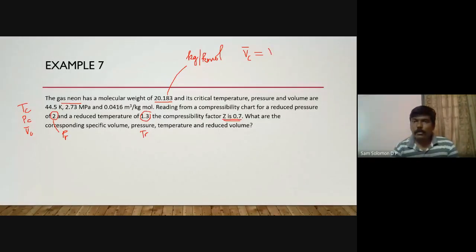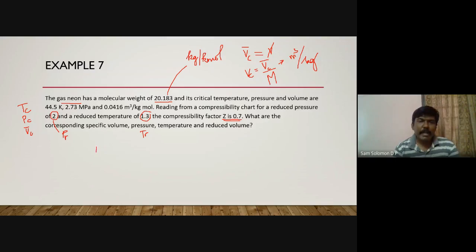So if you need V_C, V_C is equal to V_C bar divided by molecular mass. That will give you the value in meter cube per kilogram. Now you know the value of V_C also. They are asking us to find specific volume, pressure and temperature. They have given you the values of P_R and P_C, T_R and T_C.